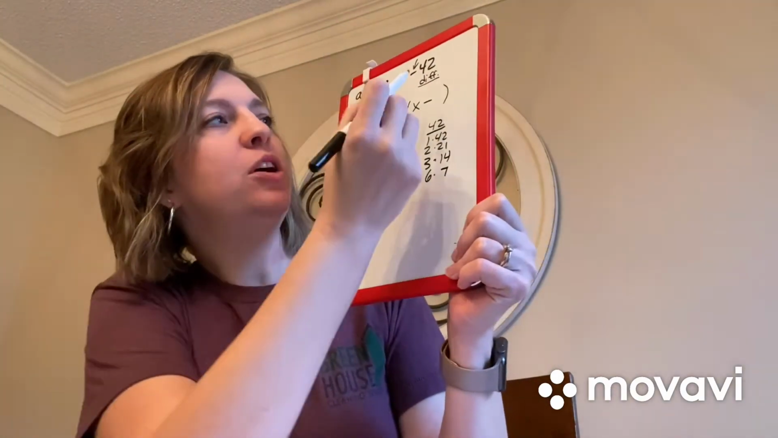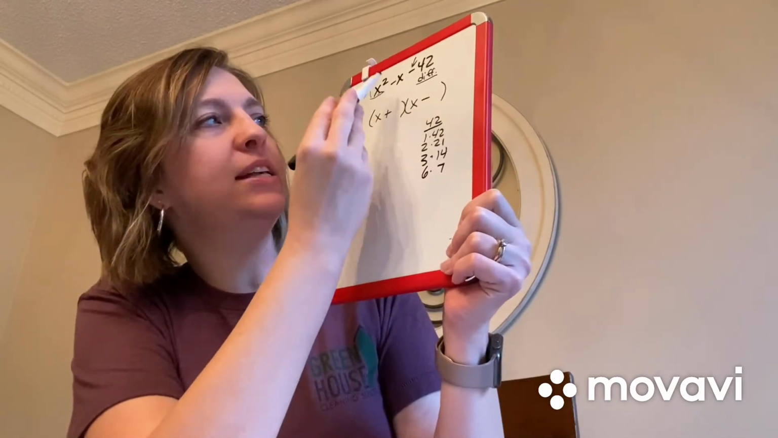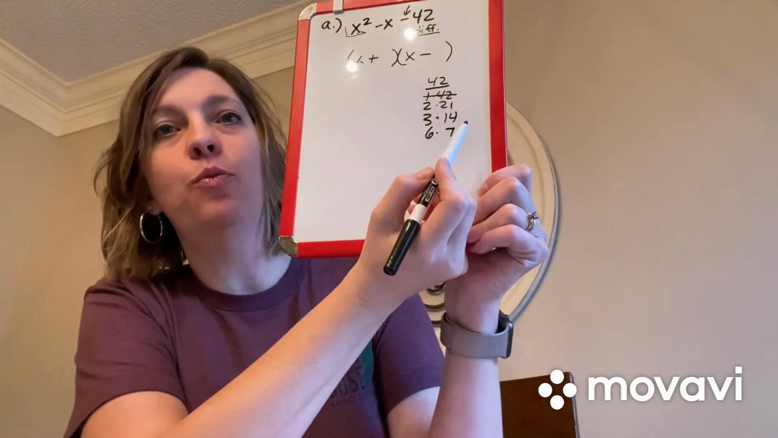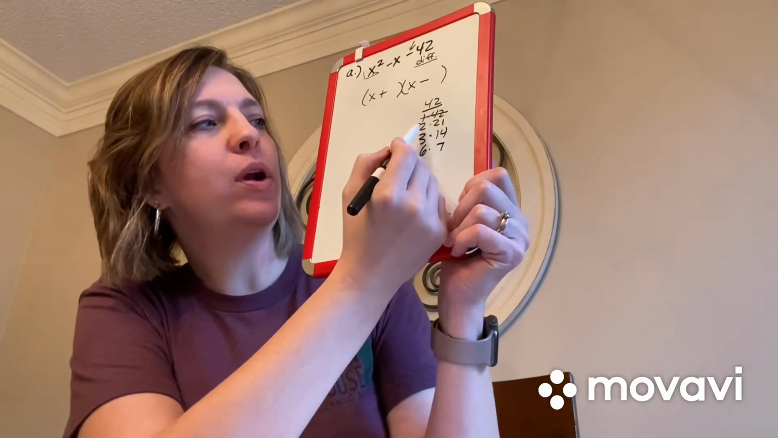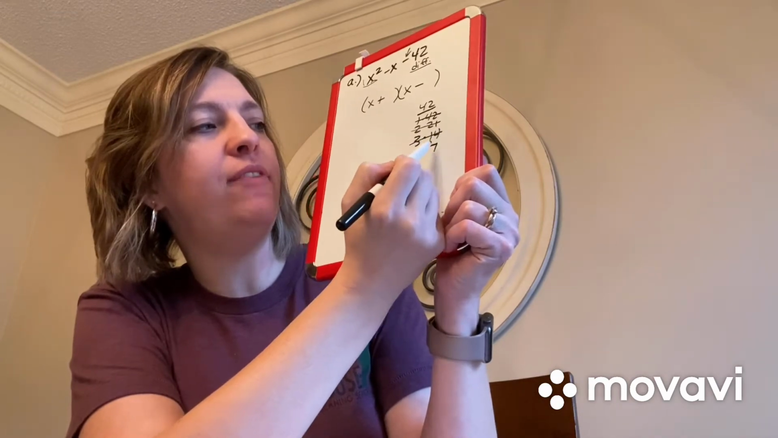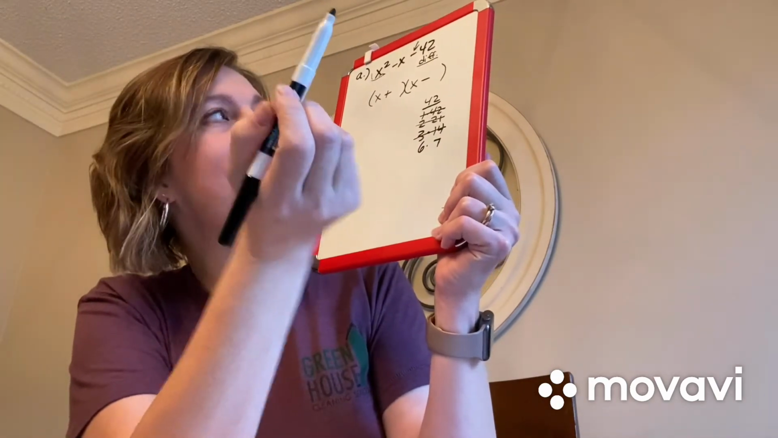Now what I have to do is look for one that when they subtract it makes 1. Well, 42 minus 1 is 41. That's way too big. I'm going to mark it out. 21 minus 2 is 19. 14 minus 3 is 11. 7 minus 6 is 1.